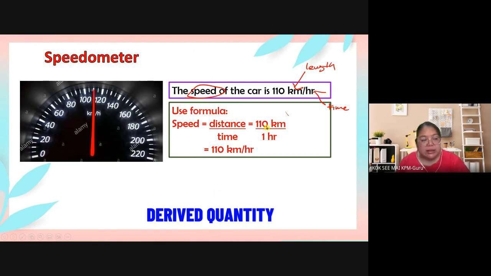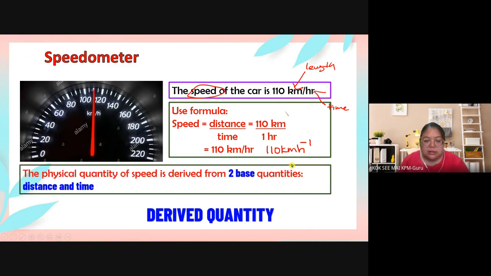So they take 110 kilometer per hour. So finally it becomes 110 kilometer, then you slash per hour. You also can write it like this: kilometer h^-1. You can write it this way too. The -1 means it is brought up from below. So the physical quantity of speed is derived from two base quantities, combined into one thing. The two base quantities are distance and time. So I can say speed is a derived quantity.